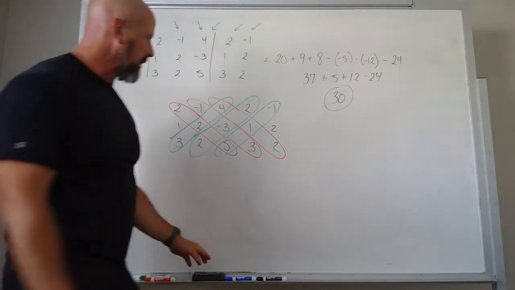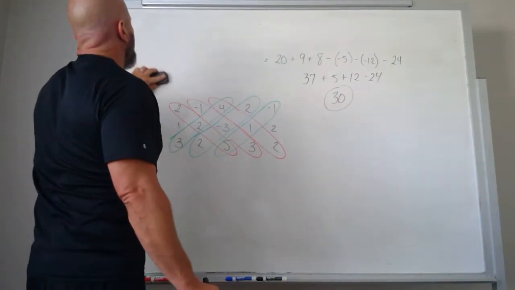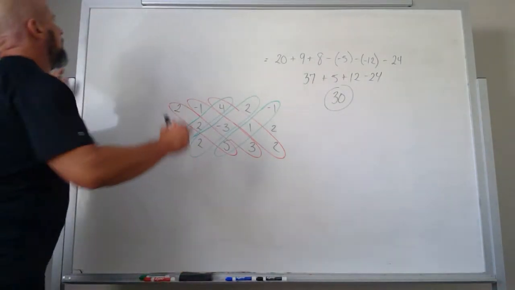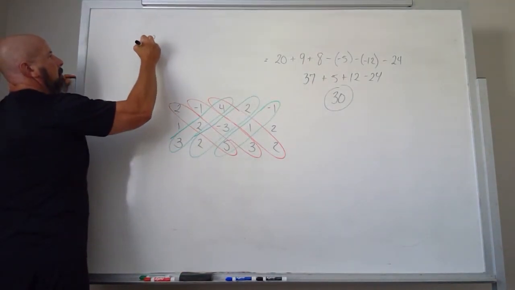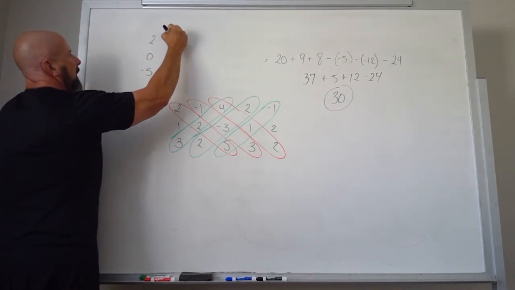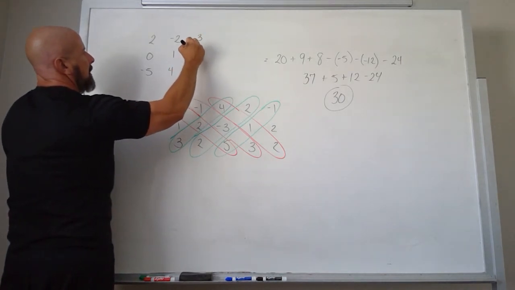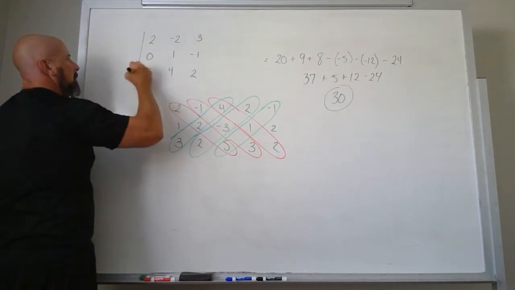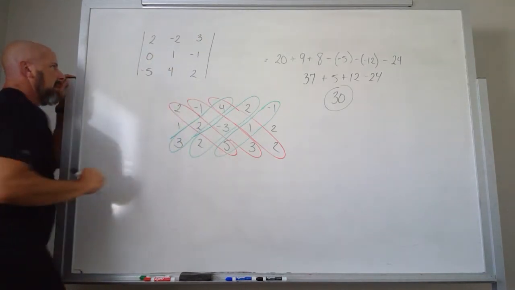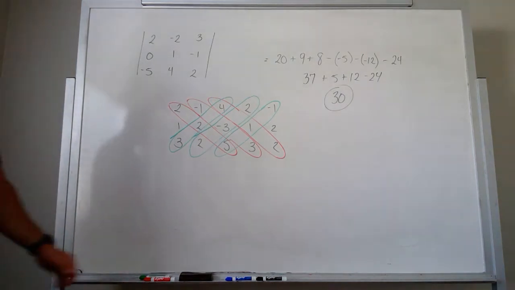Okay, so let's change our values here. So a new 3 by 3 matrix. We're going to go 2, 0, -5, -2, 1, 4. I'm just trying to keep some of the numbers small. 3, -1, 2. So there's my 3 by 3. And it's always going to be nice for us when we have a 0 sitting in there, because if we multiply by 0, we get 0. So that kind of helps us out a little bit.